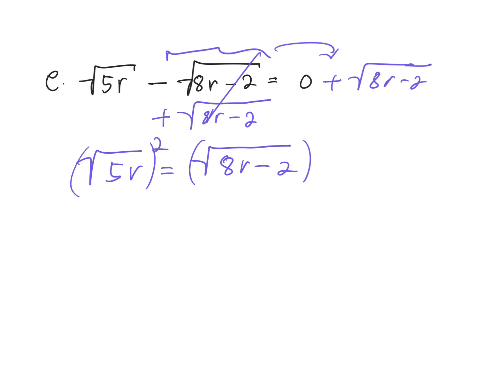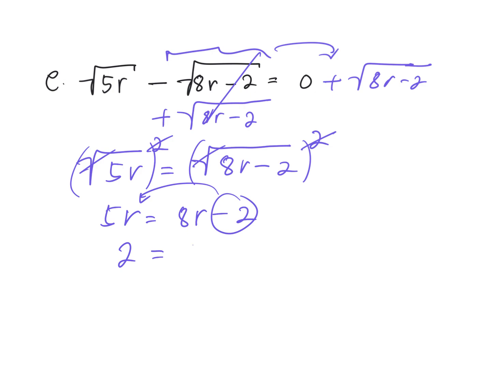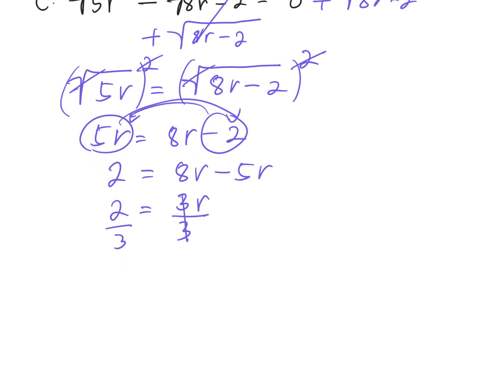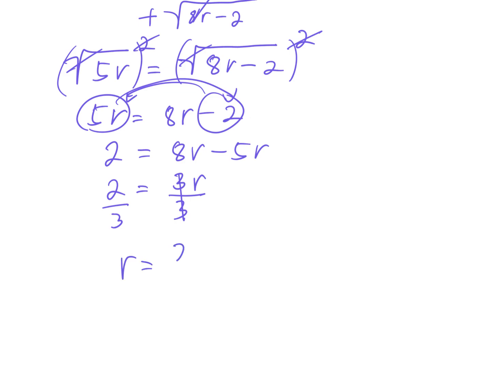Squaring both sides is going to cancel out the radicals. So here that's going to be 5r is equal to 8r minus 2. Transposing this one to the other side will become positive 2, and transposing the 8r to the other side is going to be negative. So 8r minus 5r, 8 minus 5 is going to give you 3r. Dividing both by 3, it's going to give you r is equal to 2 over 3.